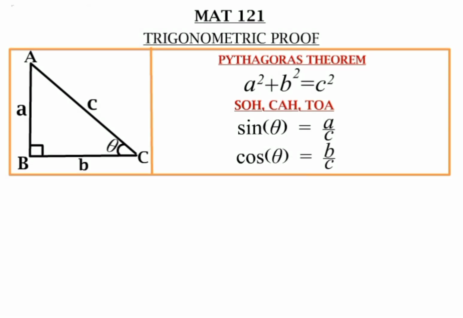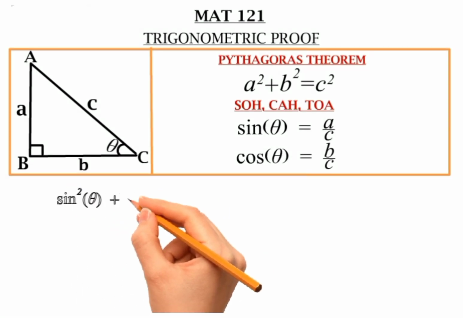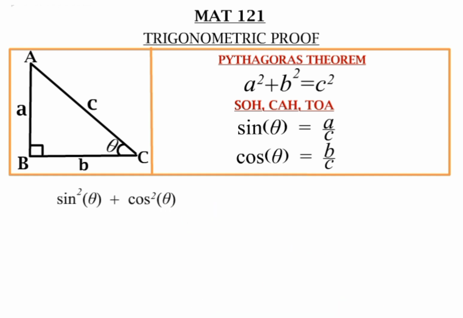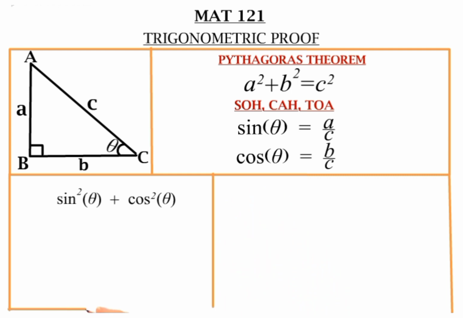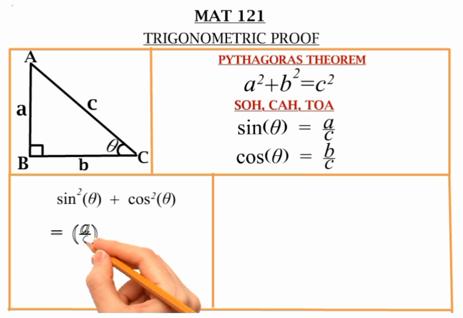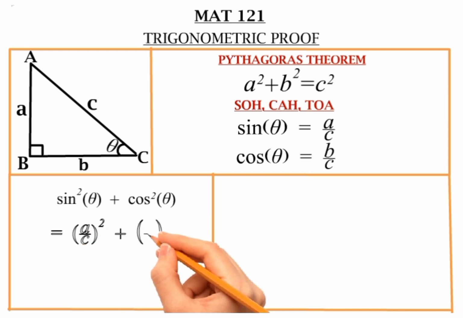For now, we only need the sine and the cosine to prove a very useful identity, which we shall use throughout this lecture. Follow each step carefully. We want to prove the result of sine square theta plus cos square theta. Don't forget that we already have sine theta to be a over c and cos theta as b over c. So, sin square theta plus cos square theta becomes (a over c) square plus (b over c) square.